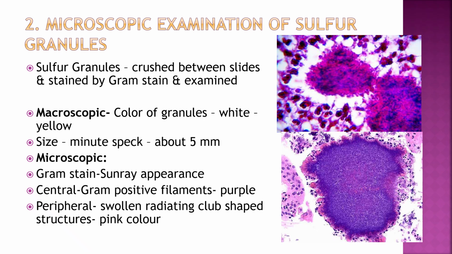Microscopic examination of sulfur granules. Sulfur granules are crushed between slides, stained by gram stain and examined. Macroscopic color of granules is white to yellow, size minute specks about 5 millimeter. Microscopic gram stain shows the sunray appearance: central gram-positive filaments purple and peripheral swollen radiating club-shaped structures pink in color.